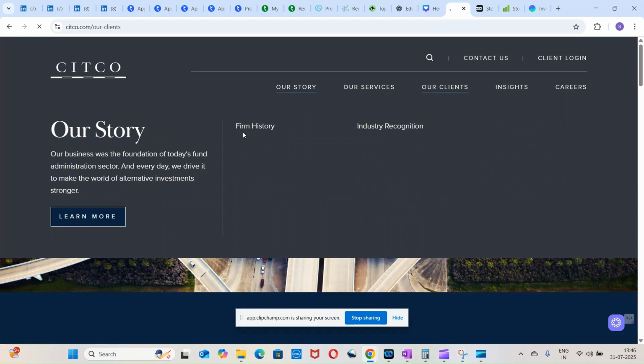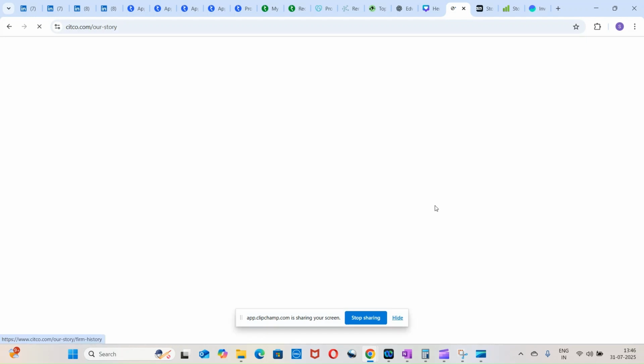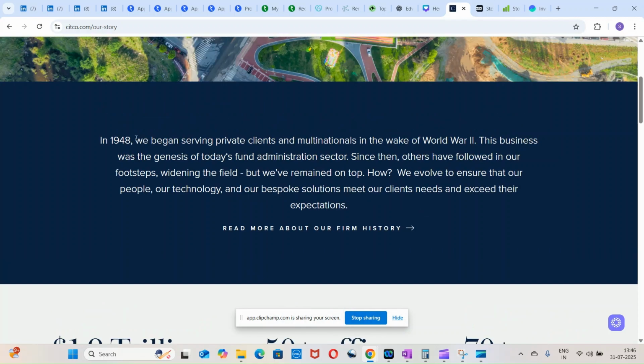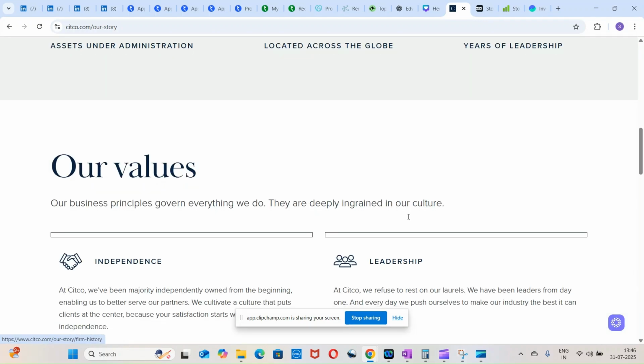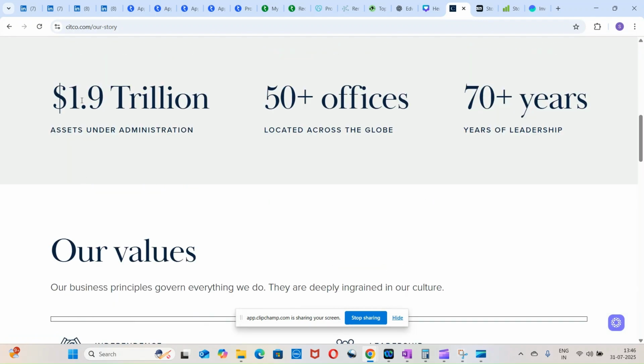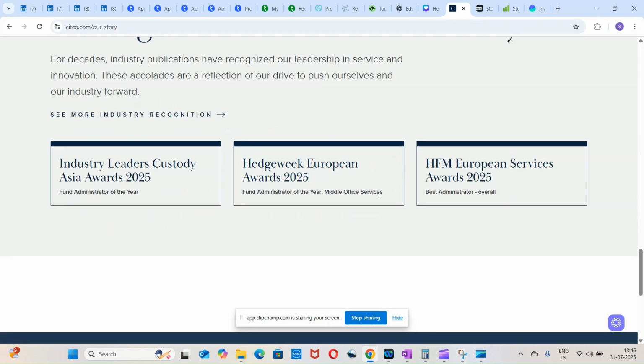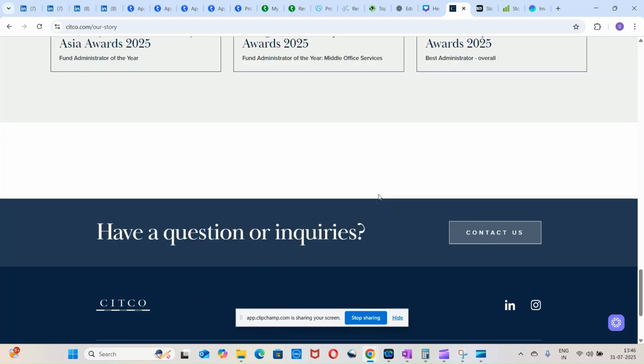And from history, somewhere in 1948 they started serving private clients and multinationals, and fund administration was the main thing for them. Now they have grown to 1.9 trillion assets under administration, 50 plus offices, and 70 plus years of leadership. So that's what Citco is.